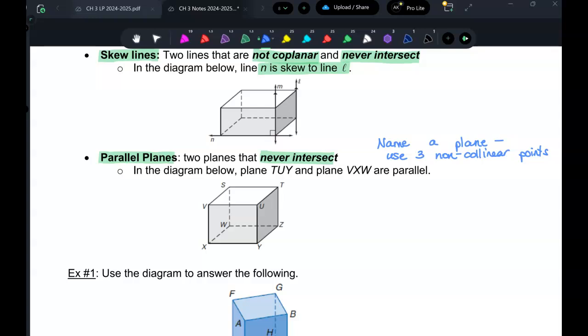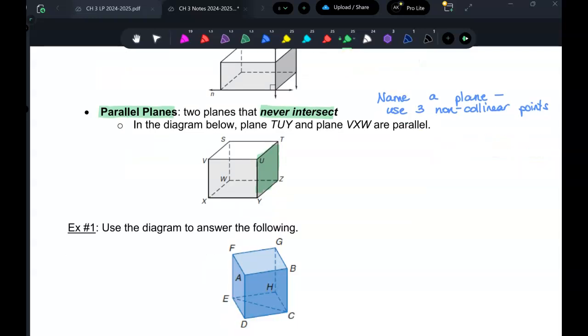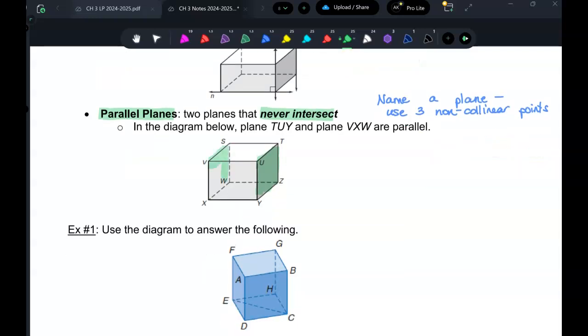Any other points that are in that plane would be implied. So if it says TUY, that would be this whole plane here, which would also include Z. That would be that plane, and that would be parallel to VXW. Does it matter the order that we put the letters? No, not with a plane. So here, the two sides of that box would be parallel.